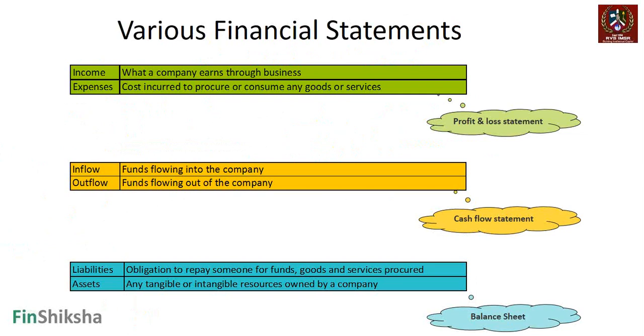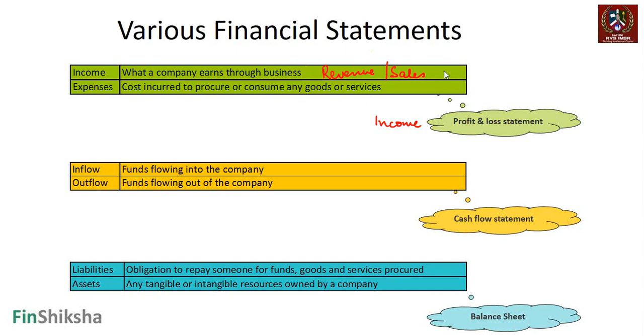Now let's understand the different financial statements that we have. There are three broad financial statements that are available, and we will look at them in much more detail as we go along. The first one is something called the profit and loss statement, also called the income statement, right? What does it tell you? It tells you what you earn through business. So if it is a company that manufactures cars, what you earn by selling cars is essentially your income. In other words, this is your revenue or your sales. That's what a company earns through business.